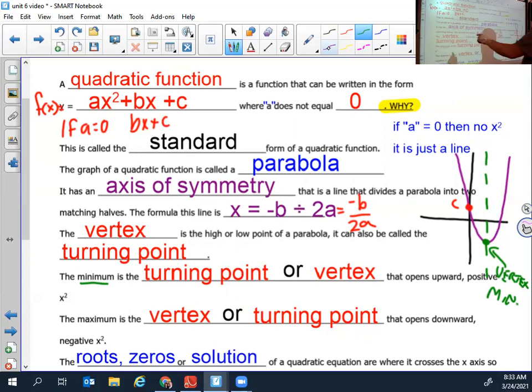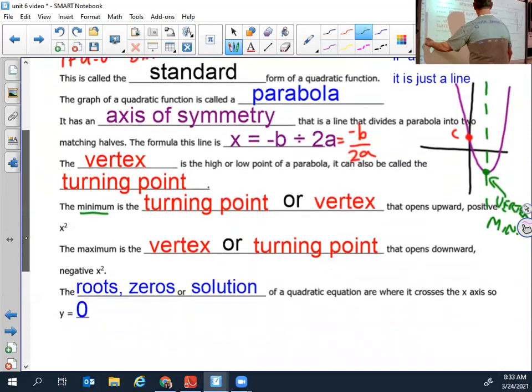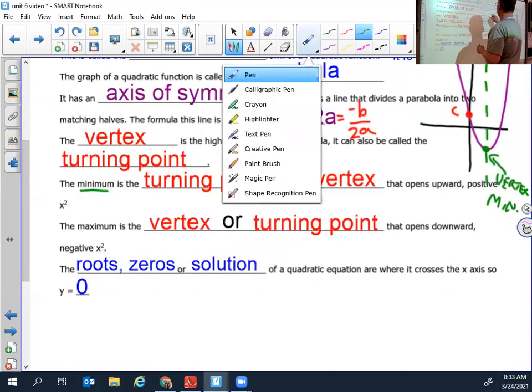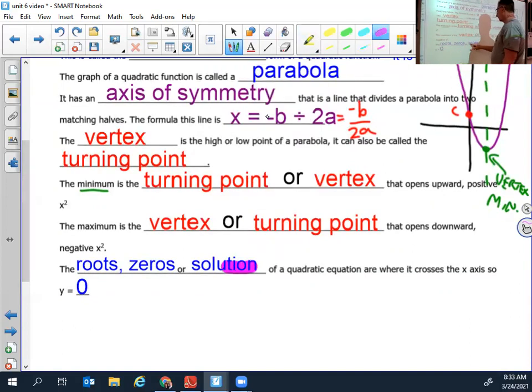And then the last thing I need to point out here are 2 points. It says the roots, zeros, or solutions. This is huge. This is going to be a big deal. What we're doing in this whole unit is finding roots, zeros, or solutions. I don't like that color, so I'm going to change it so you can see it better. The roots, zeros, or solutions are where it crosses the x-axis, so when y equals 0.